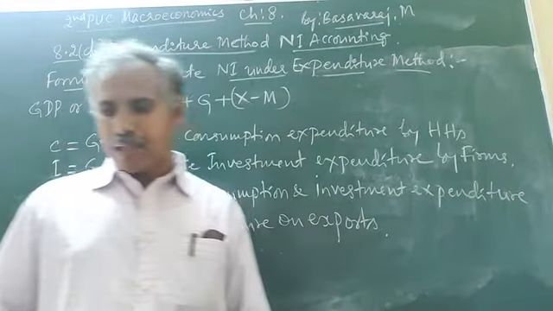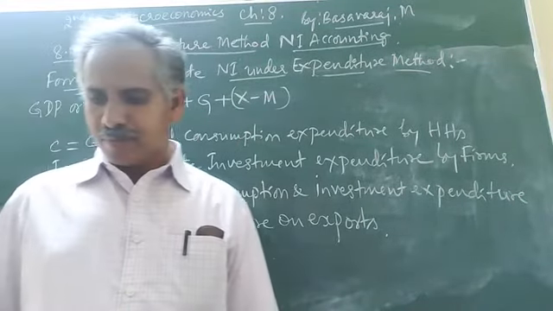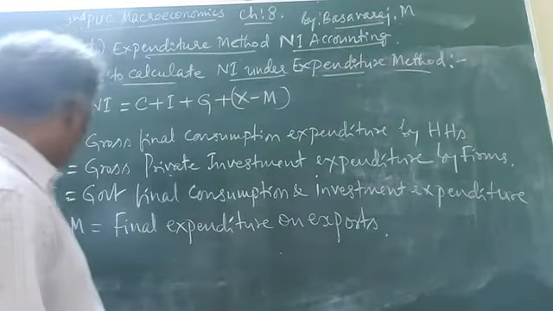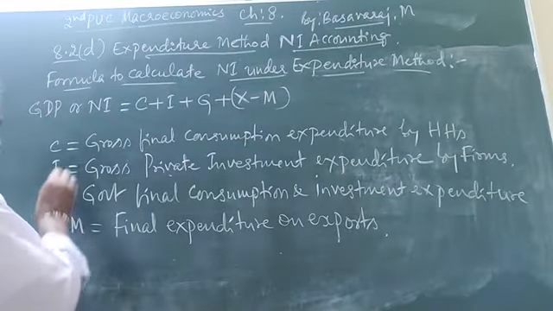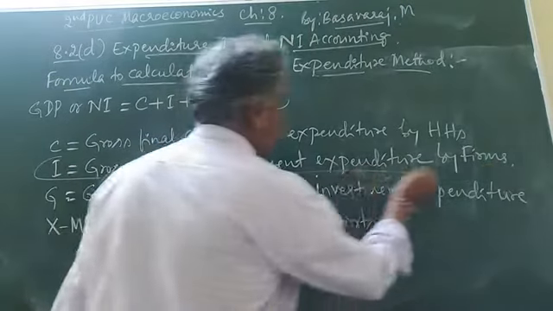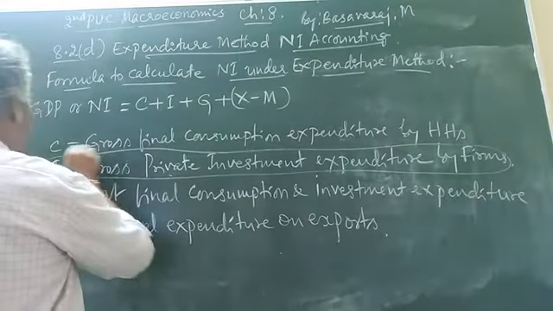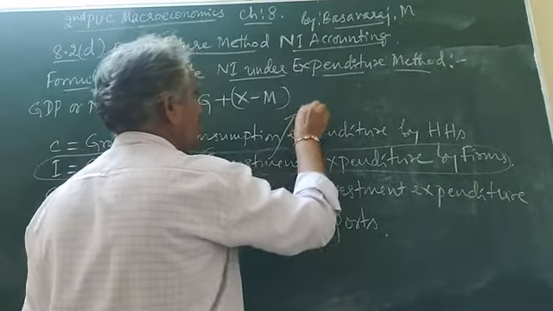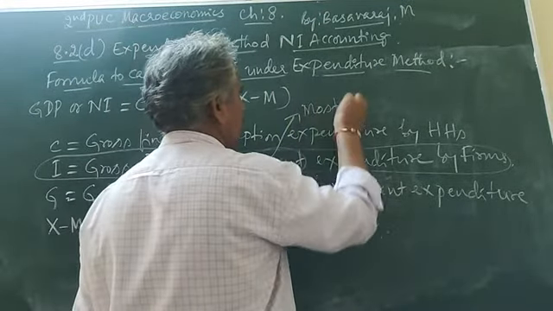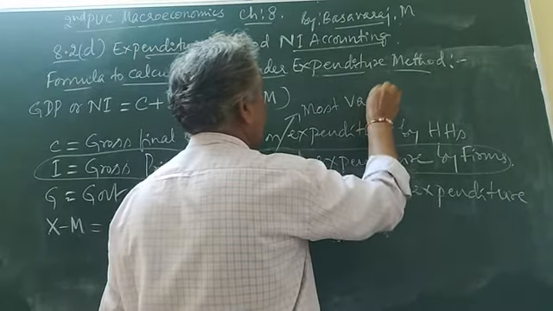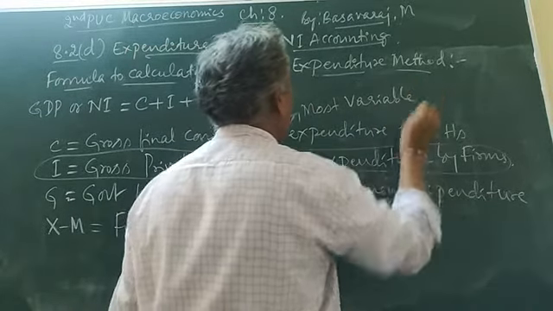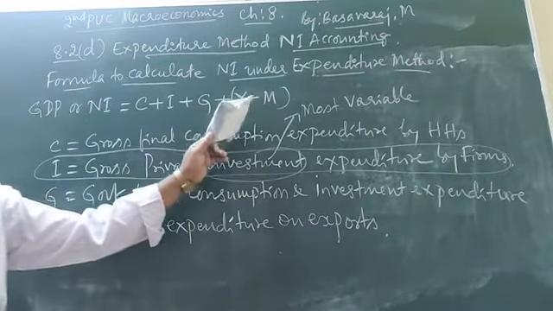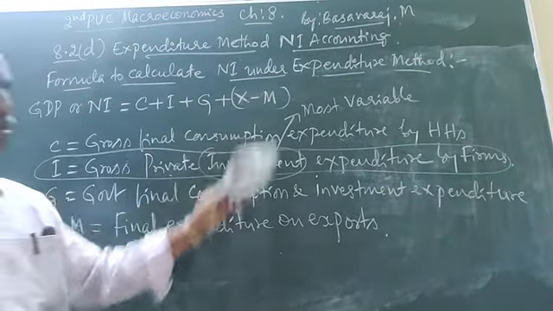This is how to calculate the national income, but out of this, investment is the most unstable variable.